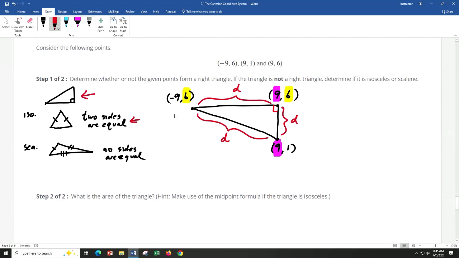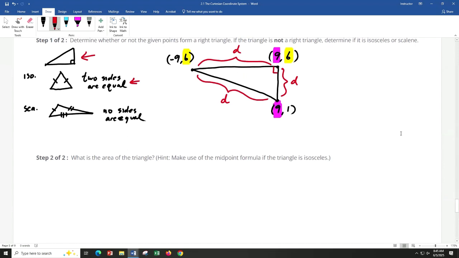Continuing on, let's look at this. What is the area of the triangle? Hint, make use of the midpoint formula if the triangle is isosceles. You're going to have to find the midpoint right here. That's why, for that one, you look at the formula. But for this one, we don't need it because we know we're dealing with a right triangle. The area of a triangle is denoted by base times height divided by 2.